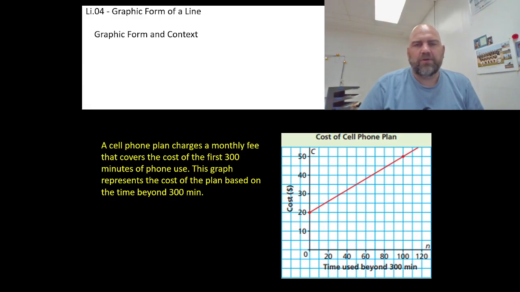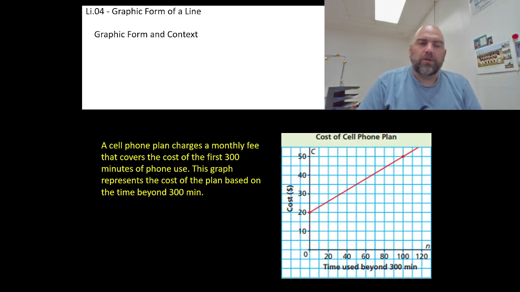We're going to look specifically at graphic form today, and we're not going to worry too much about changing to the general form or another form called slope point form. We're going to look specifically at graphic form and at context that uses it. So let's take a look at some examples. Today's lesson will be strictly examples of how we can use context and graphic form.